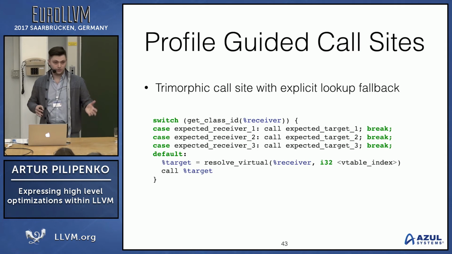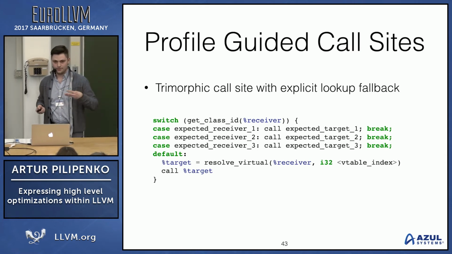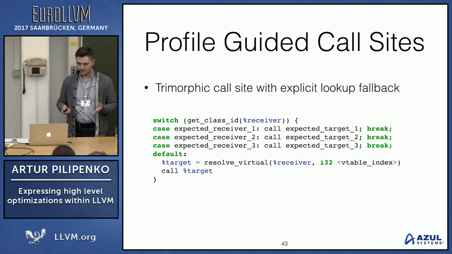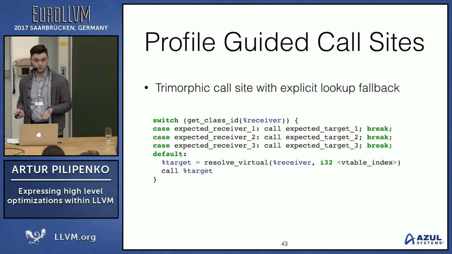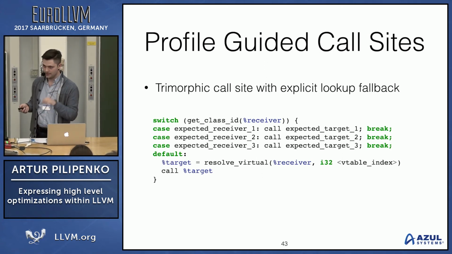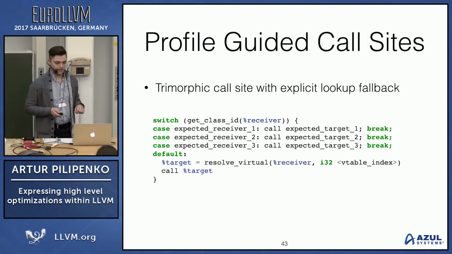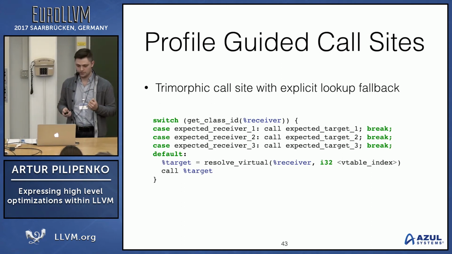And profile-guided call sites can be even more complicated. Here we have 3 expected receiver types and 3 targets. The guard is implemented as a switch, and as a fallback, we use explicit lookup. So to simplify this call site, we need to prune impossible switch cases, and probably we need to fold the resolve abstraction.